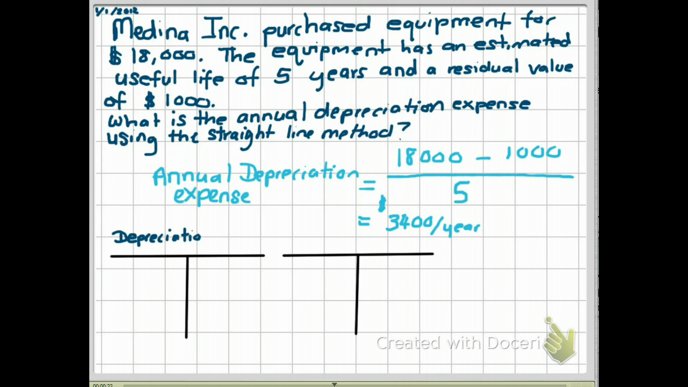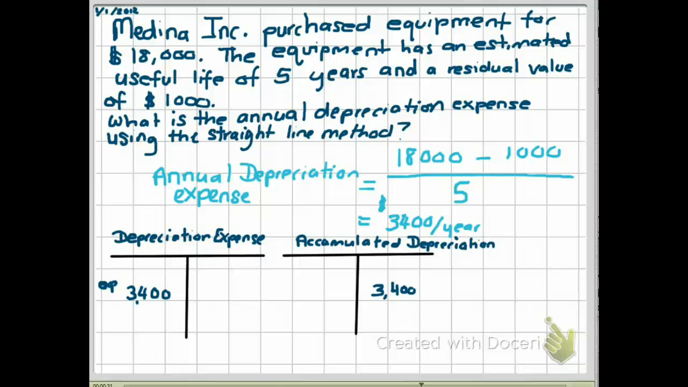Now that you know the depreciation expense, you can go ahead and journalize and post it. The two accounts that are always involved with depreciation are depreciation expense and accumulated depreciation. What you're going to do is debit depreciation expense for $3,400 and credit accumulated depreciation for $3,400. This is always going to be the entry for your depreciation expense. It doesn't matter which method you use, you're always going to debit depreciation expense and credit accumulated depreciation.